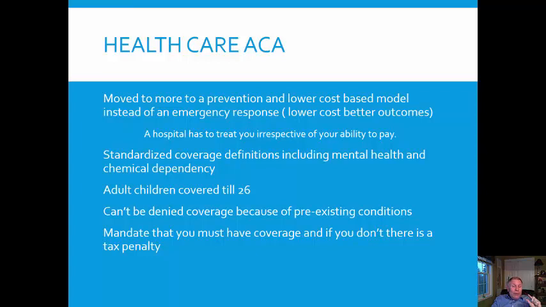And then included mental health, pregnancy, and chemical dependency. You are covered as an adult to your age 26. Otherwise, when you turned 18, you would have had to find your own health insurance. You can't be denied coverage because of pre-existing conditions. Mandate that you must have coverage, and if you don't, there's a tax penalty. So that's the fundamentals of the Affordable Care Act.